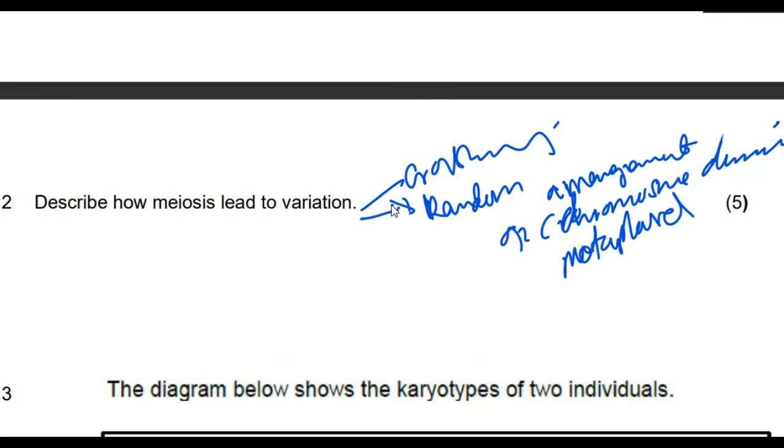Mutation can also be part of meiosis. Why? Because if you talk about Down syndrome, it occurs during the process of what? It occurs in the process of meiosis. But these two can help you to get those marks you are looking for.